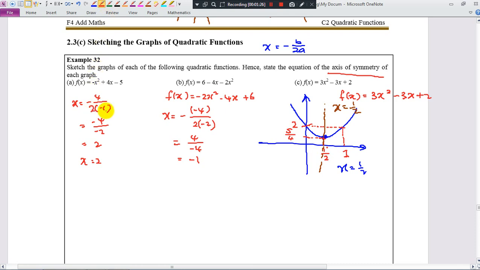Okay, so negative divided by negative will give you positive. Your answer will be positive. 4 over 2 will give you 2. So x equal to 2 is the axis of symmetry.